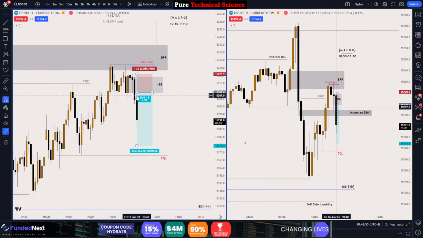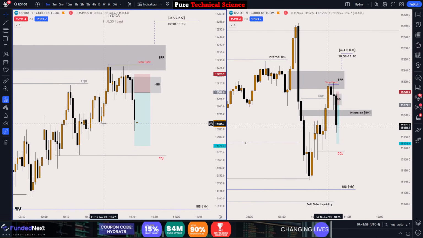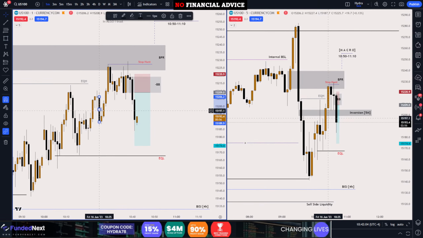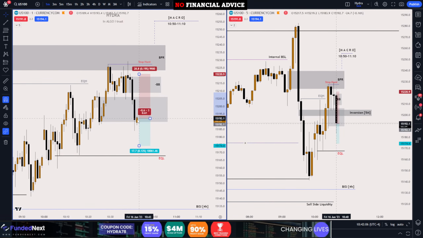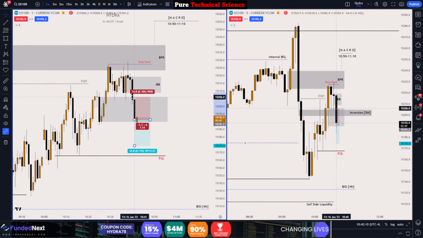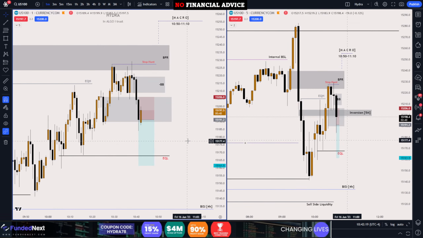So now that we missed it, inside of our macro we can use this breaker block to take a setup. Now let's see if price wants to reject from this breaker block here. Okay, I'm still waiting for price to get inside of our macro zone. That's what I'm waiting for. Only after that I'll push the button.